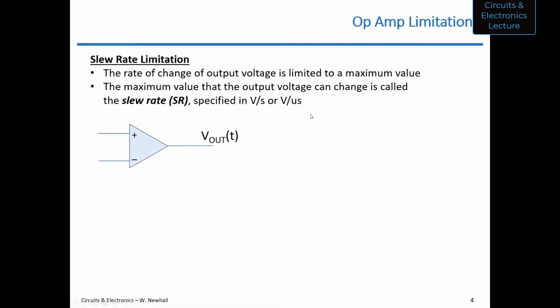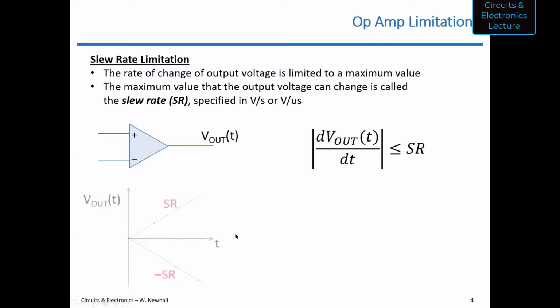So if you have an op amp and you have some output voltage that is a function of time, changes with time, then this defines the limitation. The derivative of the output voltage, in other words, its slope, its change per time, is limited to the slew rate, either in the positive direction or negative direction. So what does this mean? This means if you were to make a plot of V out versus time, then at every point in time, you could have a maximum slope.